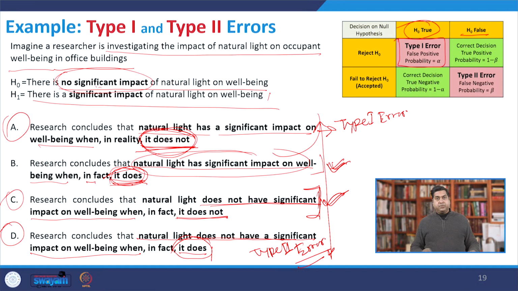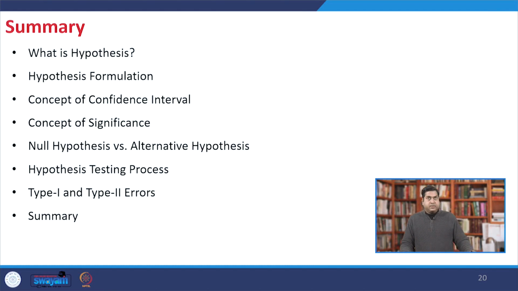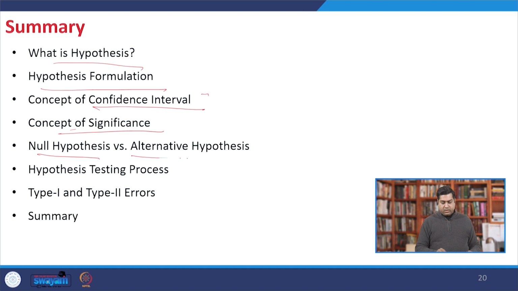Hope this is clear. If you see that the statements are confusing, but if you just correlate with the table, it is very easy, right? So let us summarize this particular aspect here. We have discussed the hypothesis, hypothesis formulation, confidence interval, significance level, null hypothesis, alternative hypothesis, the hypothesis testing process in terms of test statistics, and then type 1 and type 2 errors, which are a very important aspect, and we discussed them with certain examples. You just need to thoroughly check those logical statements, and then decide type 1 and type 2 error.